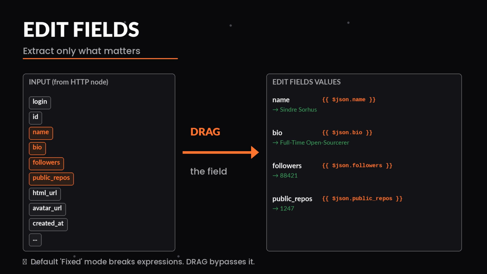Click Add Field, type the name, then drag the name pill from the left panel into the value box. Repeat for bio, followers, public_repos. Toggle include other input fields off. Hit Execute Step. Beautiful. 4 lines, 4 values. That is structured data ready for any downstream step. You could now send this to Slack, write it to Notion, push it into a Google Sheet. All of those are one more node away.